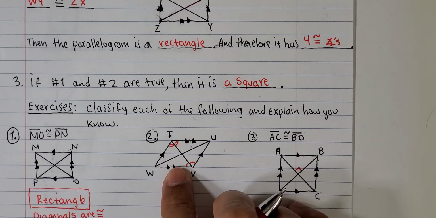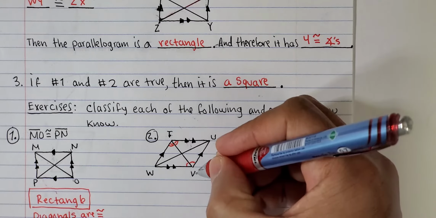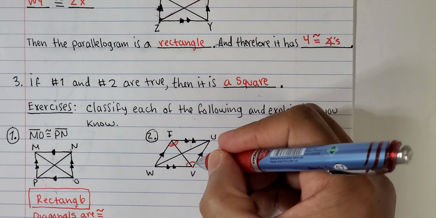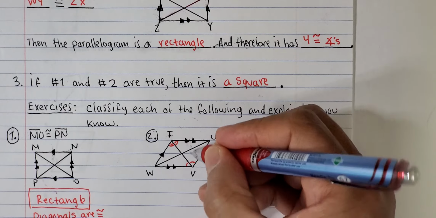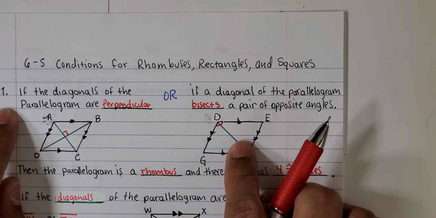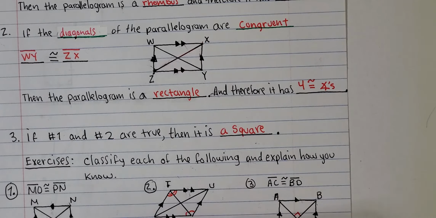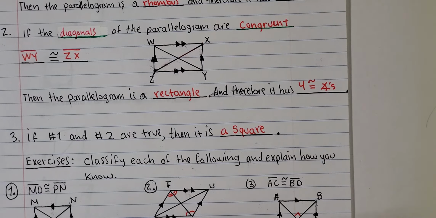Example number two. By looking at this diagram, I see that this diagonal here, TV, bisects this angle and this angle, so it's bisecting opposite angles. If that's the case, then we're looking at number one, so that makes this figure a rhombus. My answer to this one is I'm going to classify this one as a rhombus because of one of the conditions of property number one.